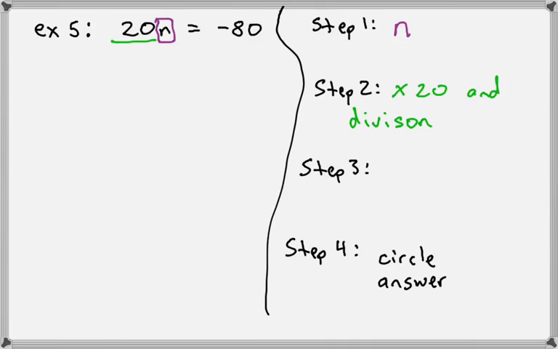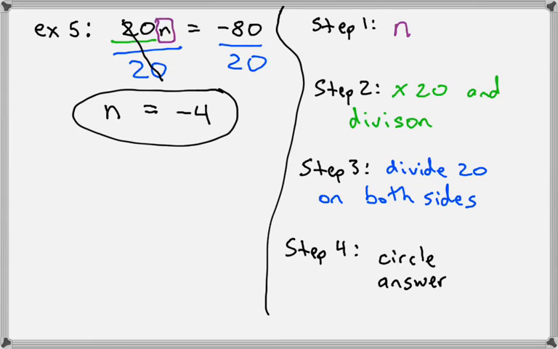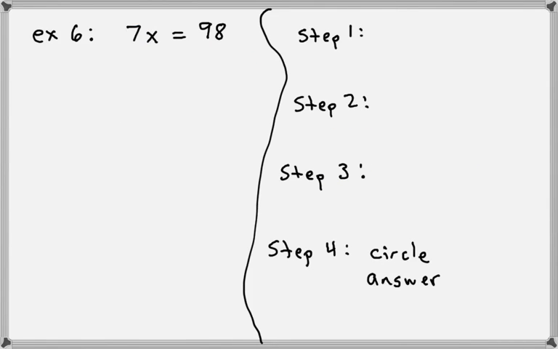So we have finished step 2. Now we need step 3, which is to actually perform. So we need to divide 20 on both sides. 20n divided by 20, those 20s divide to equal 1, canceling out, leaving us with an n, and negative 80 divided by 20 is going to give us a negative 4. Step 4, circle our final answer. Let's look at another example.